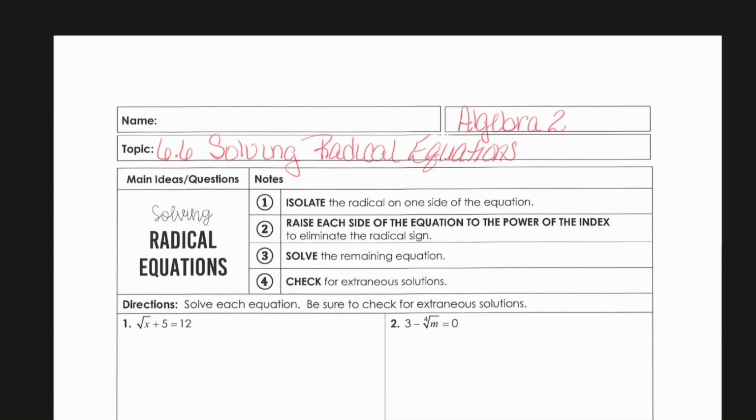Welcome everybody to Algebra 2, Section 6.6, Solving Radical Equations. So before we start actually talking about radical equations, I first want to recap how you solve a squared equation or quadratic equation by square rooting specifically.